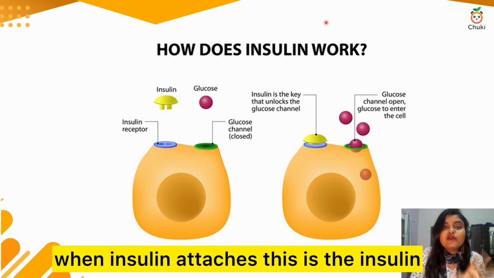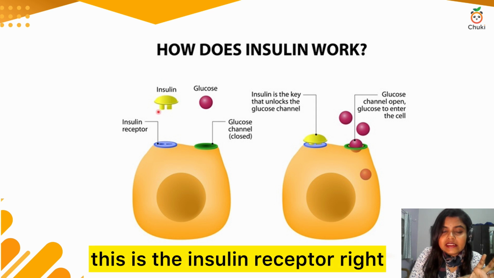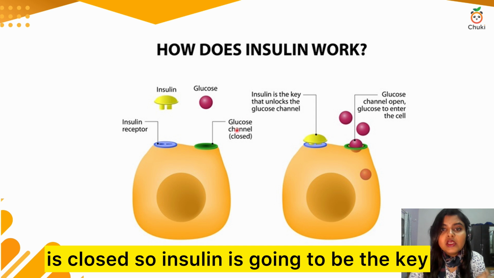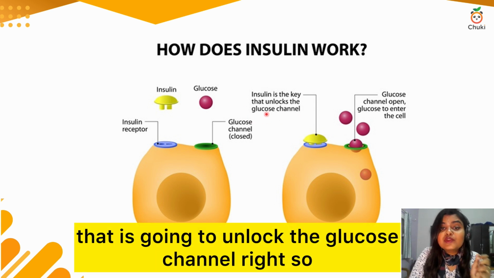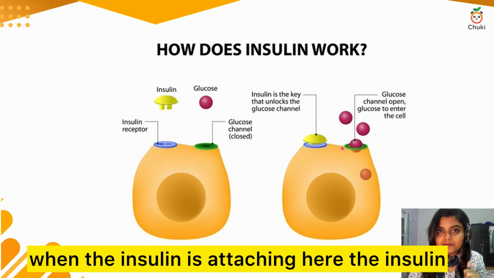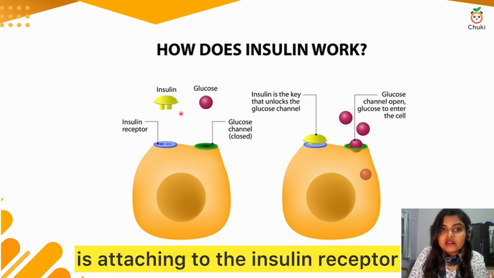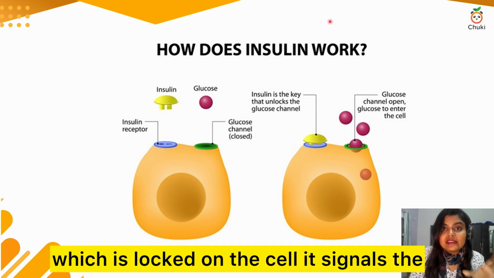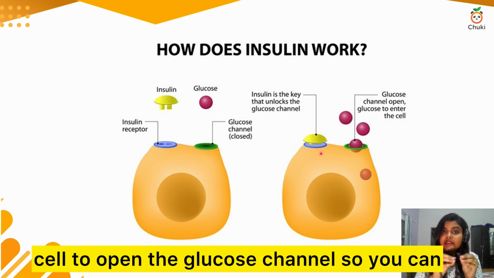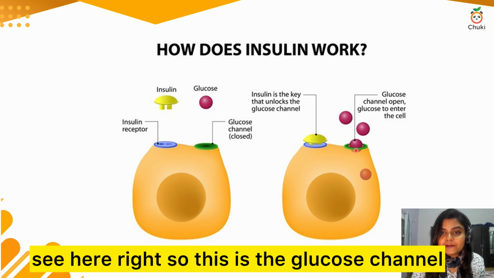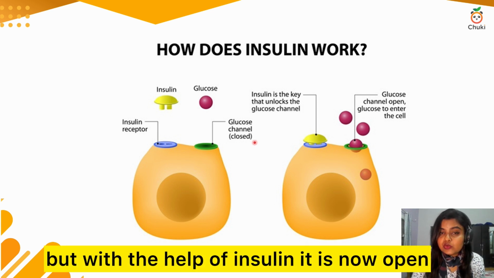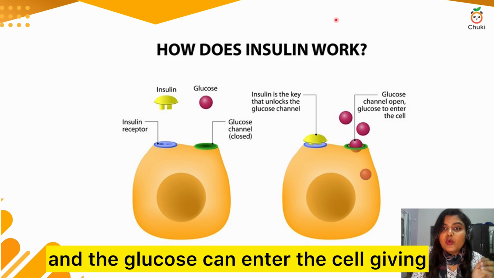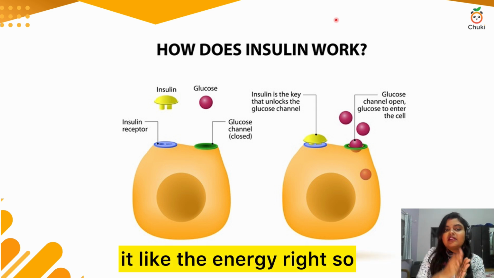So this is the insulin, this is the insulin receptor, right? And this is the glucose channel, which is closed. Insulin is going to be the key that unlocks the glucose channel, right? When the insulin attaches to the insulin receptor on the cell, it signals the cell to open the glucose channel. So you can see here, this is the glucose channel which was closed before, but with the help of insulin, it is now open, right? The glucose channel opens and the glucose can enter the cell, giving it energy, right?